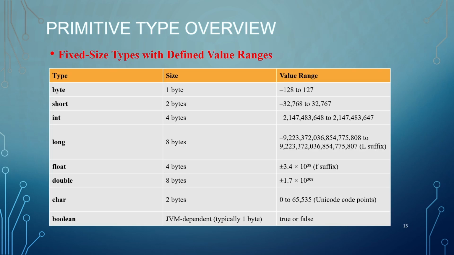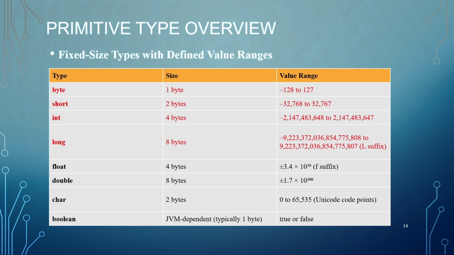This slide provides an overview of Java's primitive data types, which are fixed size types with clearly defined value ranges. Each primitive type occupies a specific amount of memory, allowing Java to manage data efficiently and predictably. For integer values, byte, short, int, and long differ mainly in memory size and numeric range. As the size increases from 1 byte to 8 bytes, the range of values that can be stored also increases significantly.